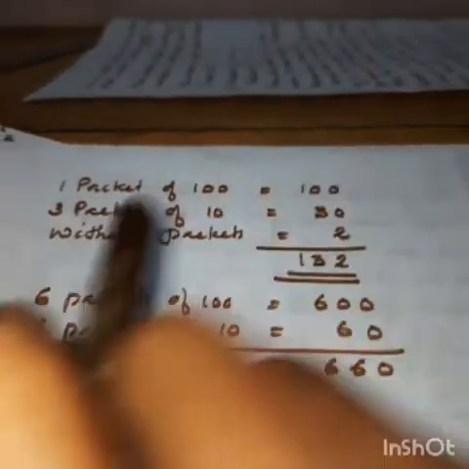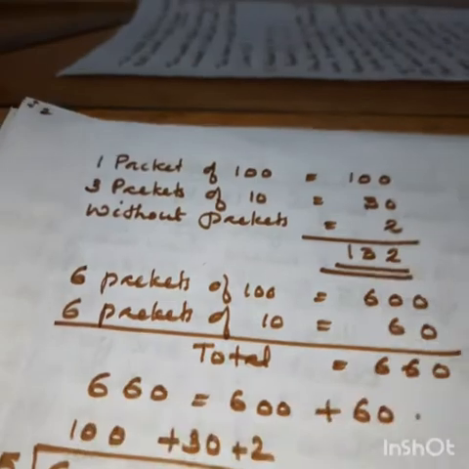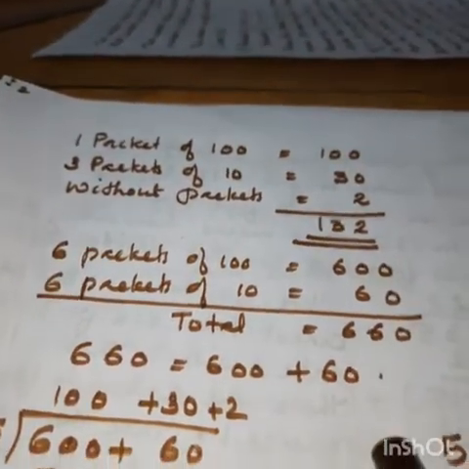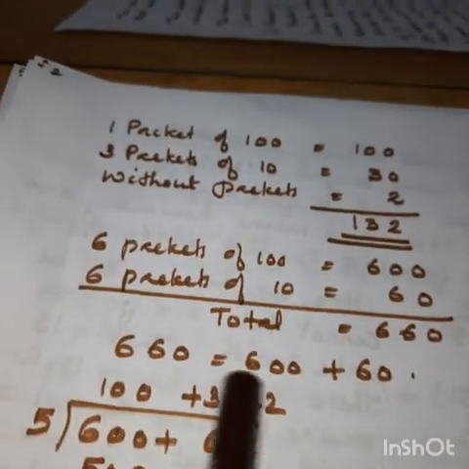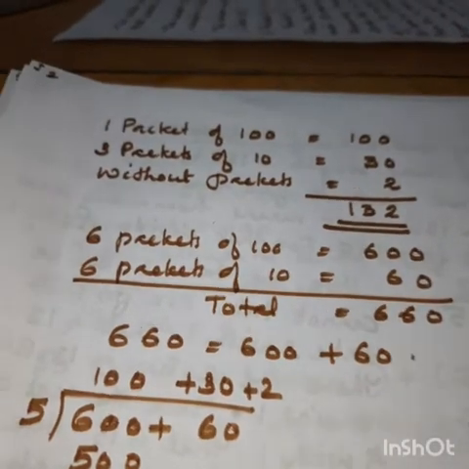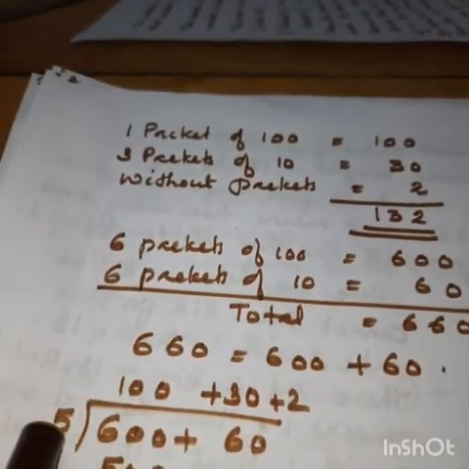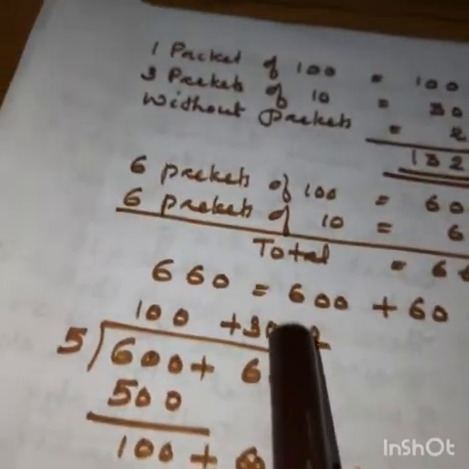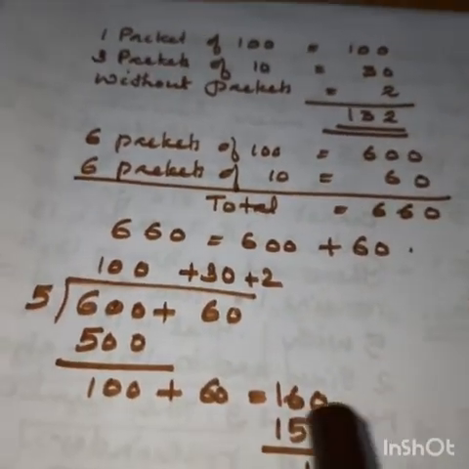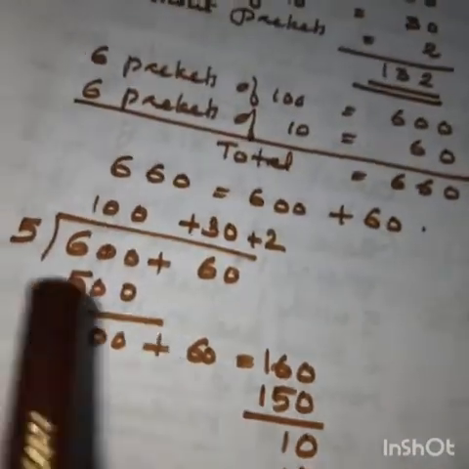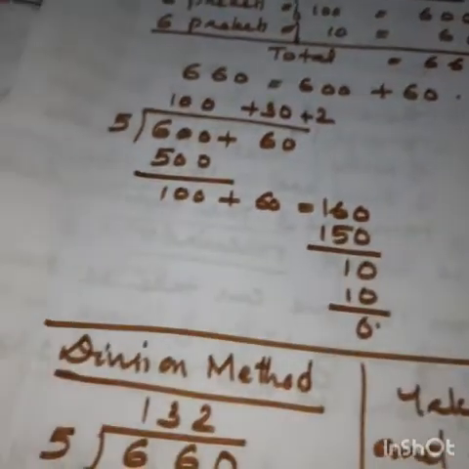Then 6 packets of 100 is 600. Another method. 6 packets of 10, 60. Total is 660. 660 equals 600 plus 60. Divide it separately. 600 by 5 is 100. Then the remaining 100 plus 60, 160. In 160 there are 30 fives, that is 150. Remaining 10. In 10 there are 2 fives, that is 10, remainder 0.